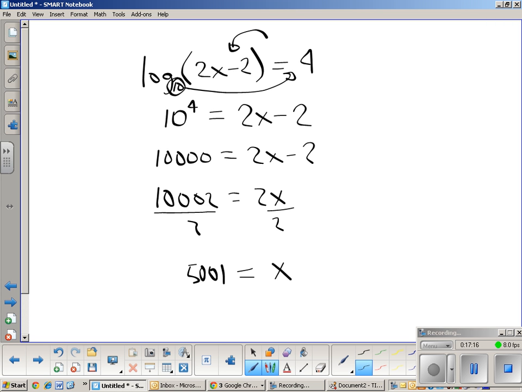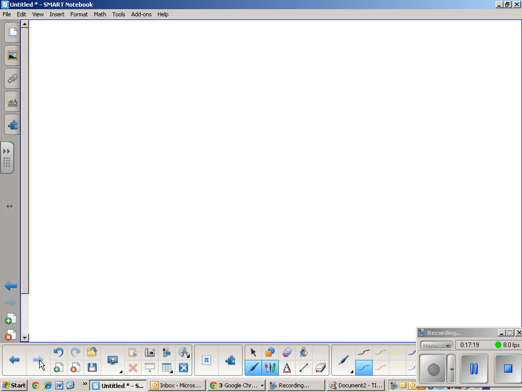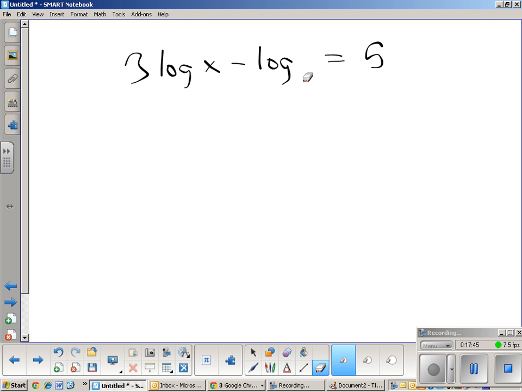3 log x minus log 2 equals 5. Now how would I solve that? Is that log with a base of 2? No, it didn't look like that, did it? Maybe I wrote it that way, I didn't mean to. Log 2. Thanks for catching that. I don't know if I did that or if the recording did that. Probably I did.